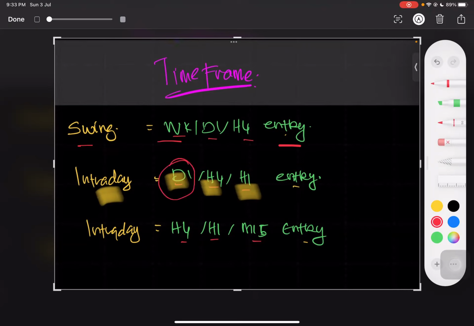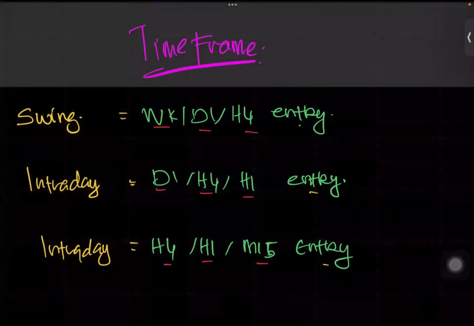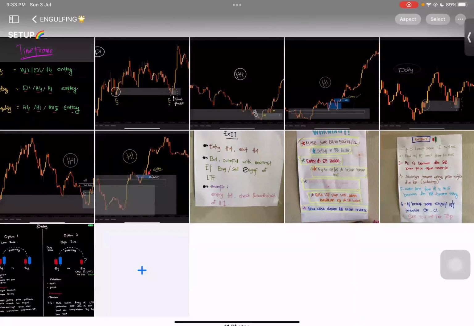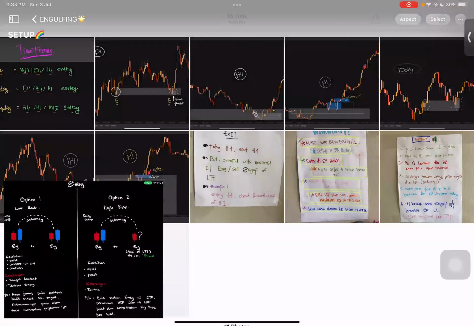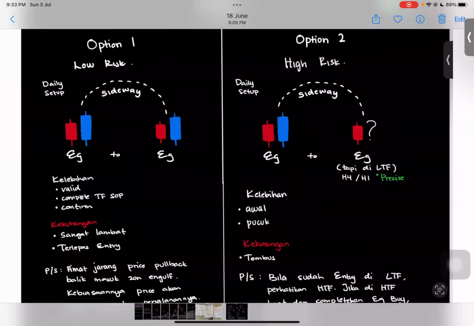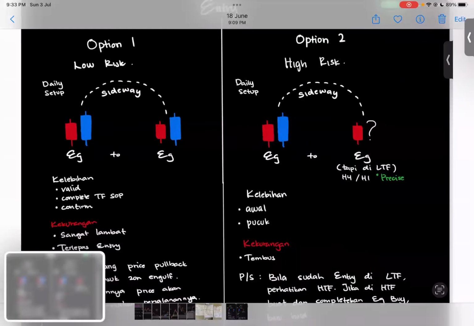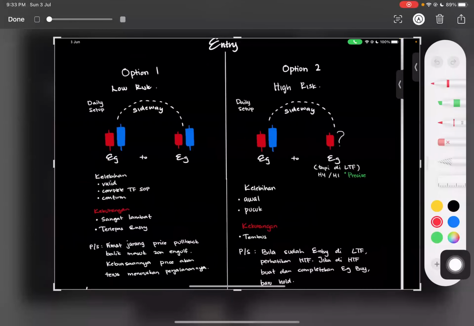But the thing is, it's going to float a lot. We don't like that, right? So that's why we start to precise our setup. That's regarding the time frame. As for now, there are 2 options for us to precise. We always have the low risk entry and the high risk entry.